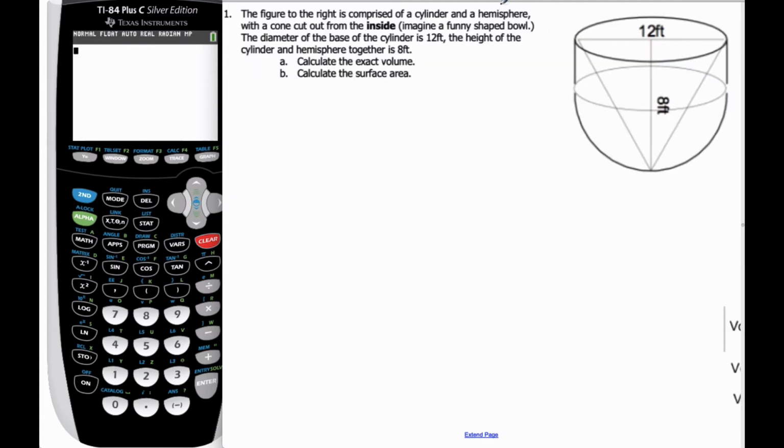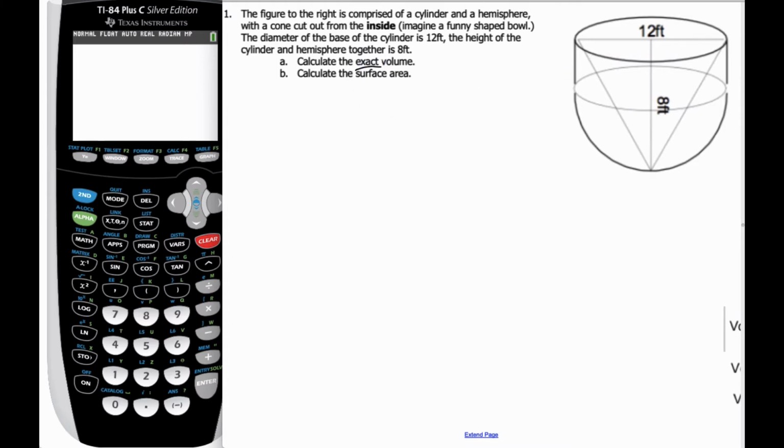Here we have a figure to the right. It's comprised of a cylinder in the middle and a hemisphere, and then a cone is cut out from the inside. Imagine it's a funny kind of shaped bowl where you have this round bottom and it's been shaved out from the inside. We want to find the exact volume.